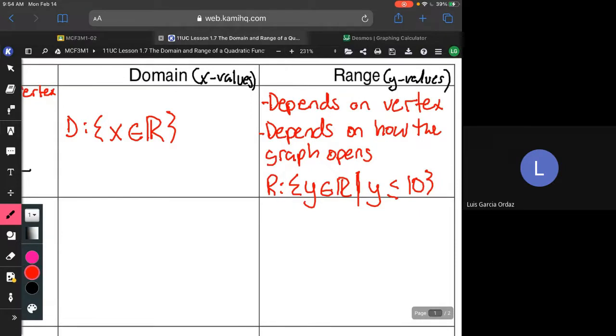So the domain for all of these is going to be the same. Even for lines, your domain is always going to be x is an element of the real numbers. So parabolas and linear relations are always going to have the same domain. So you guys can actually already fill out that domain column and put D as x is an element of the real numbers. Yep, Brooklyn? So it means x is an element of any real number.